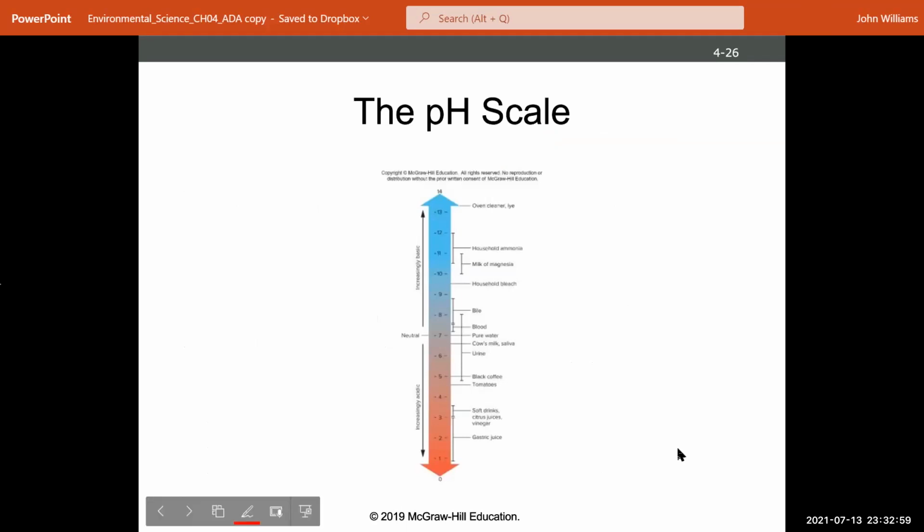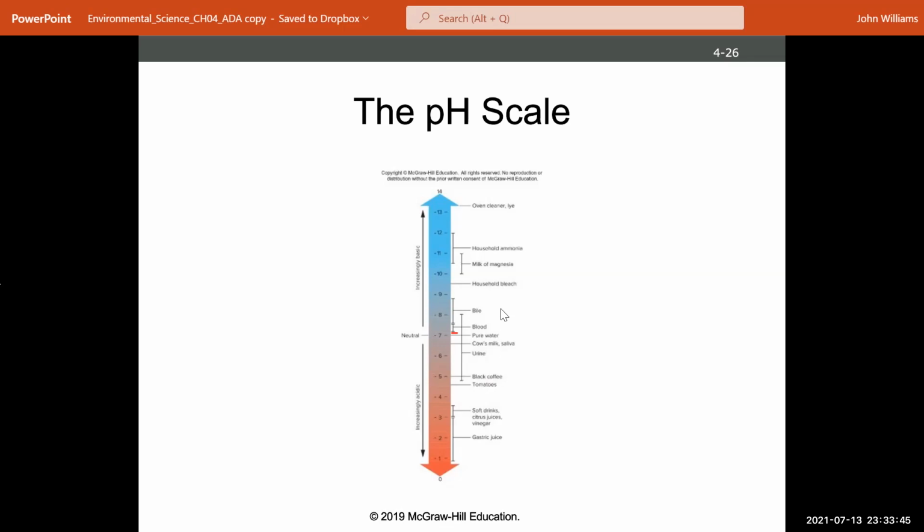So here we have a pH scale. Again, going from 0 to 14. 7 is neutral, so that's pure water. So hydrogen ions and hydroxide ions are equal. You go below 7 on the pH scale, you get more acidic, more hydrogen ions. Examples are, coffee has a pH of 5, tomatoes in between 4 and 5, soft drinks, pretty acidic, around 3, 3.5. And then gastric juices are lower than 3, to about a pH of 1. So very, very acidic.